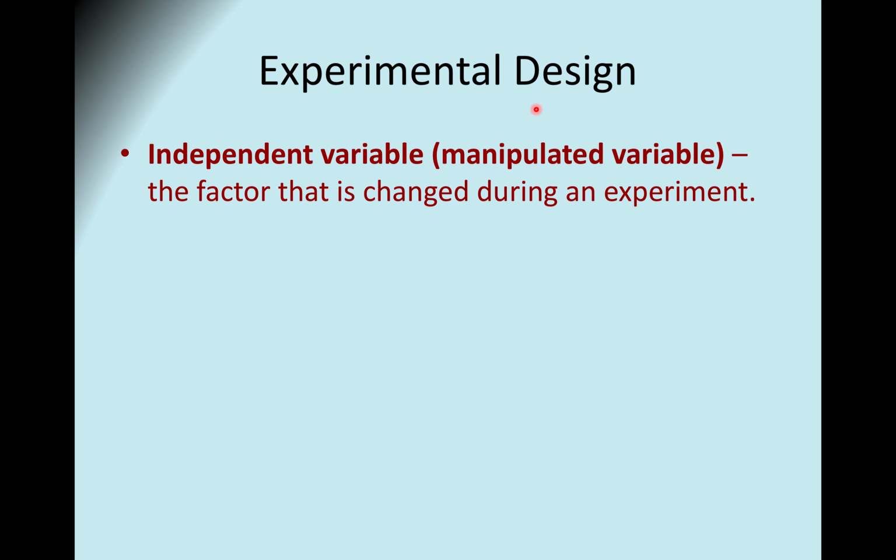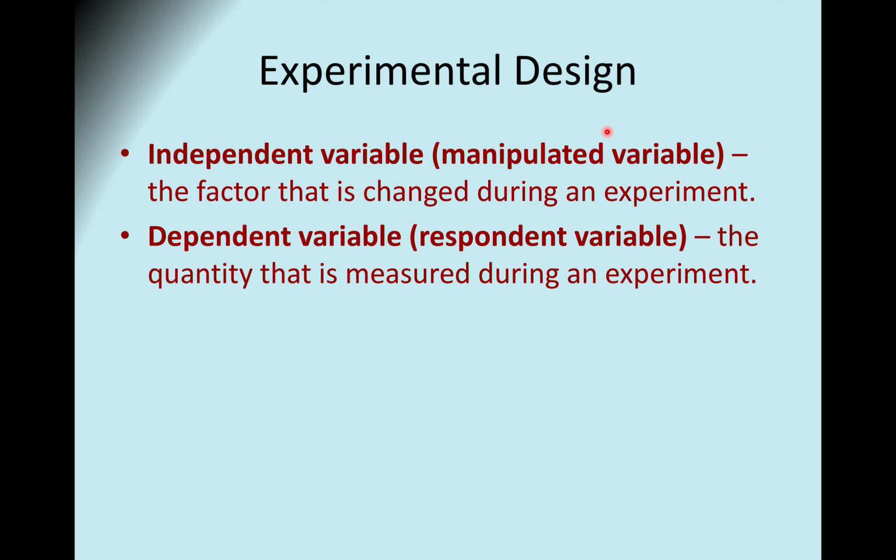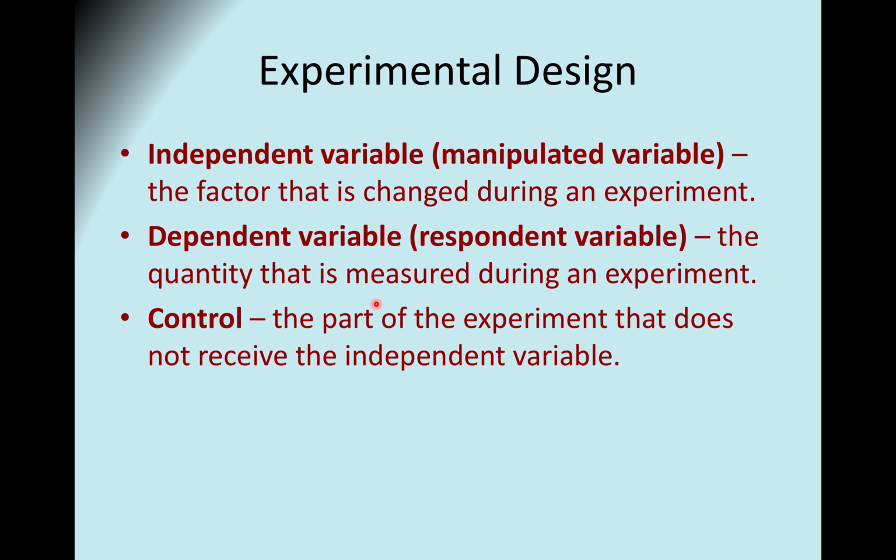So the experimental design, when you design your experiments, you must know these important vocabulary words, especially for your test. So an independent variable is also known as the manipulated variable, and it's the factor that's changed during an experiment. It's the one that you change. And now the dependent variable is the respondent variable, and it's the quantity that's being measured during the experiment. So you change the independent variable, and you are measuring the dependent variable. Now, a control is a good thing to throw in there. Control is a point that's put in there that doesn't receive the independent variable.